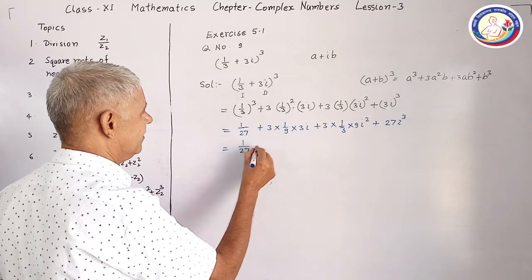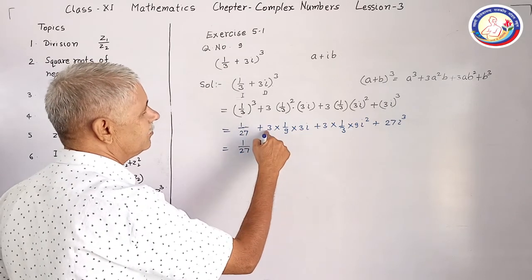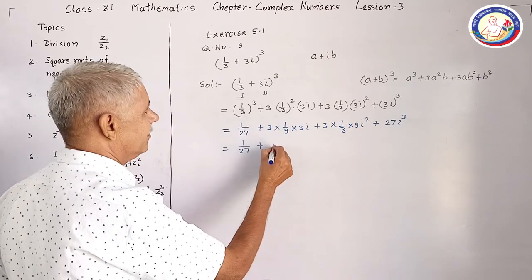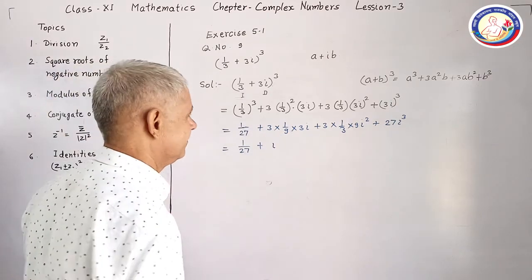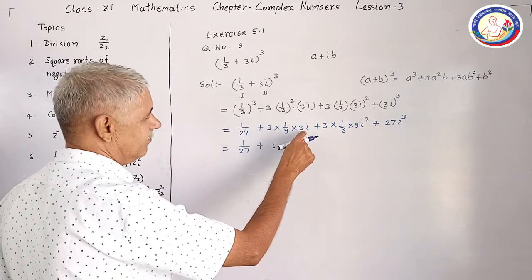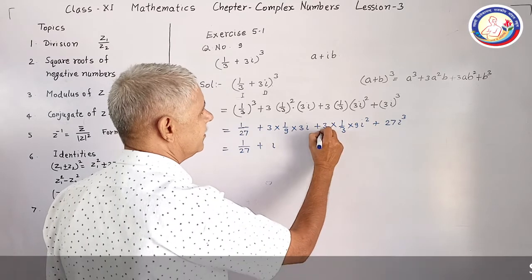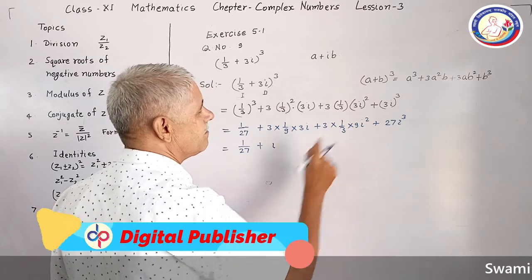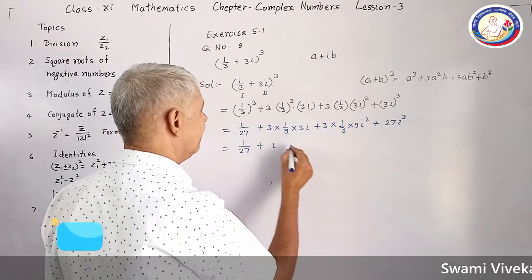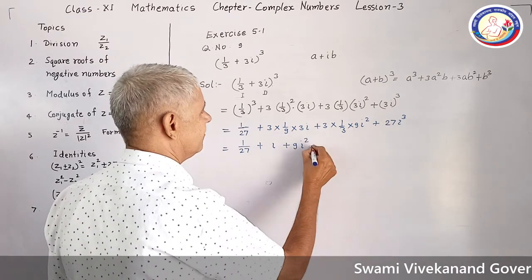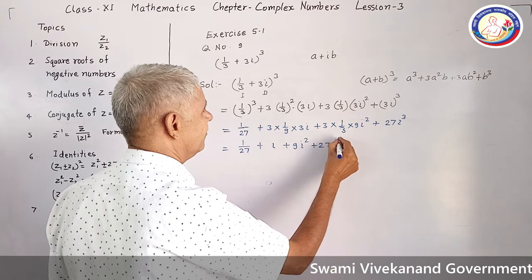1/27 plus this is 3 into 3 and divided by 9. It will give us only ι. We will be left with ι only. Again 3 cancels with 3. 3 by 3 is 1 and it will be 9ι² plus 27ι³.